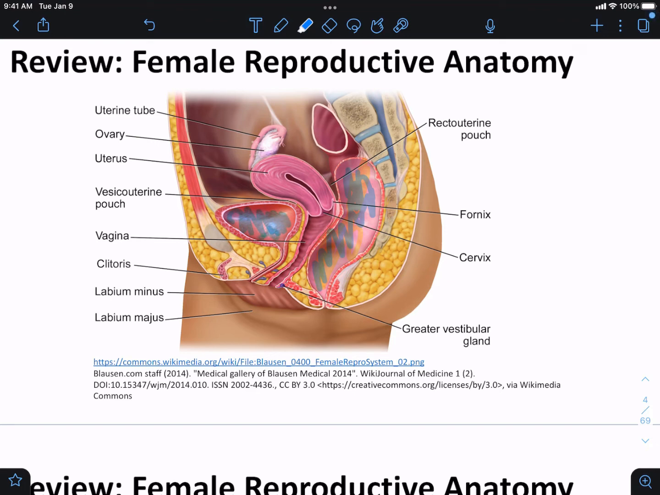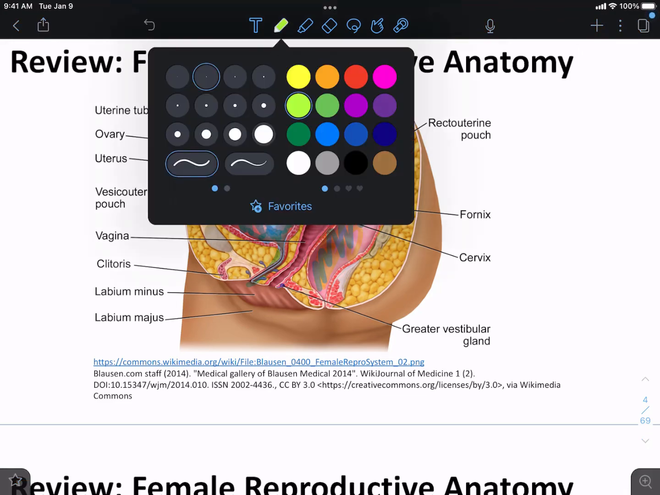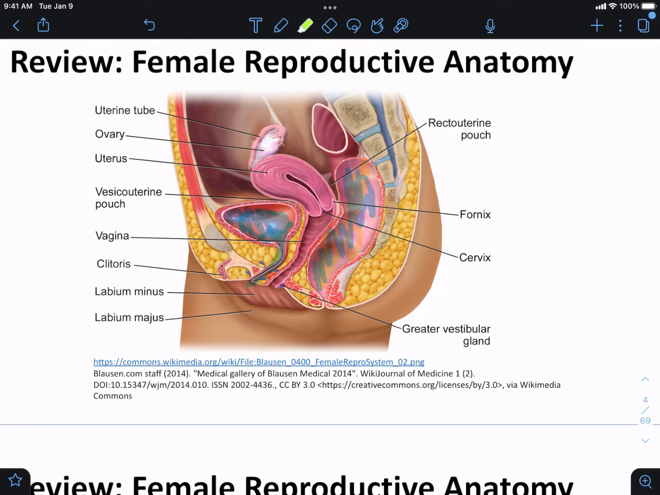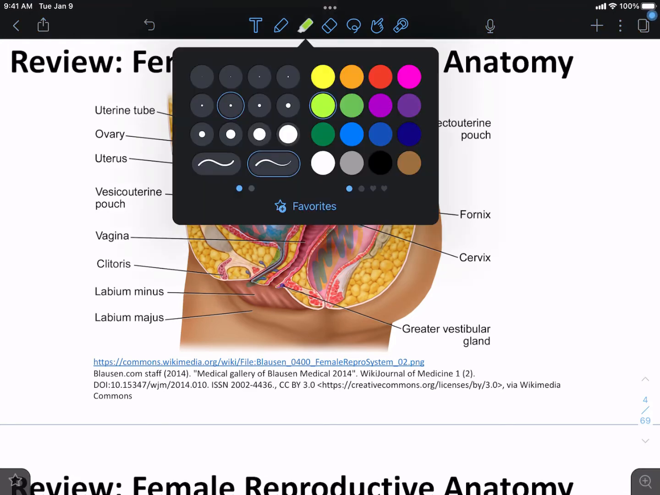But I do want you to notice that the urethra right here is a separate duct or tubule from the vaginal opening. The secretions from the vagina versus the urine are going to come out of two separate regions of the female's body.